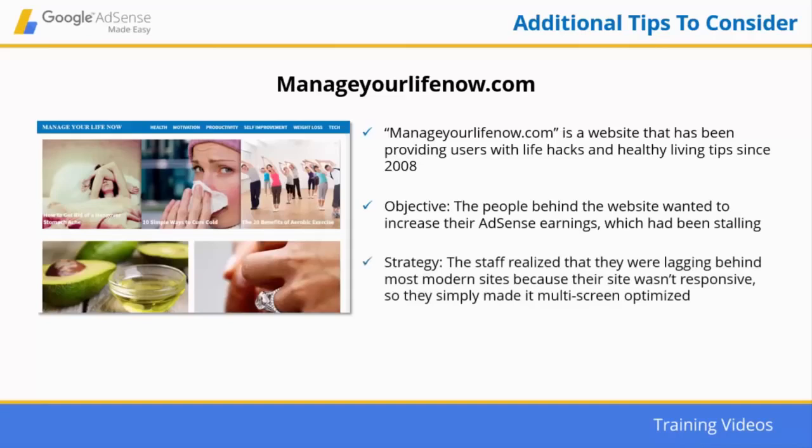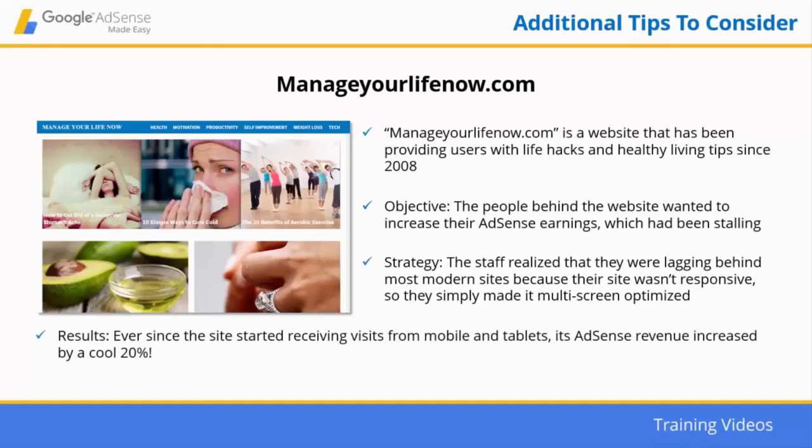Strategy: the staff realized that they were lagging behind most modern sites because their site wasn't responsive, so they simply made it multi-screen optimized. Results? Ever since the site started receiving visits from mobile and tablets, its AdSense revenue increased by a cool 20%.